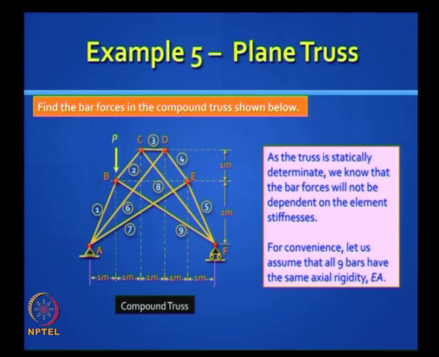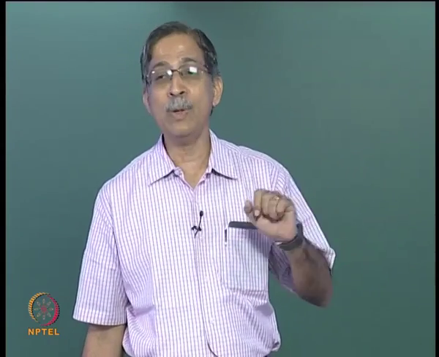Well, as the truss is statically determinate, how do we know it is statically determinate? You can also do that check: m plus r equal to 2j. We know that the bar forces will not be dependent on the element stiffnesses. Let us say the question here is just to find the bar forces. So no need to find the joint displacement. You have to assume the axial stiffness of all the members. If no input data is given to you, you can conveniently assume that all the bars have the same axial rigidity EA. Will this change the answer? Let us say every bar had a different EA. What will it change?